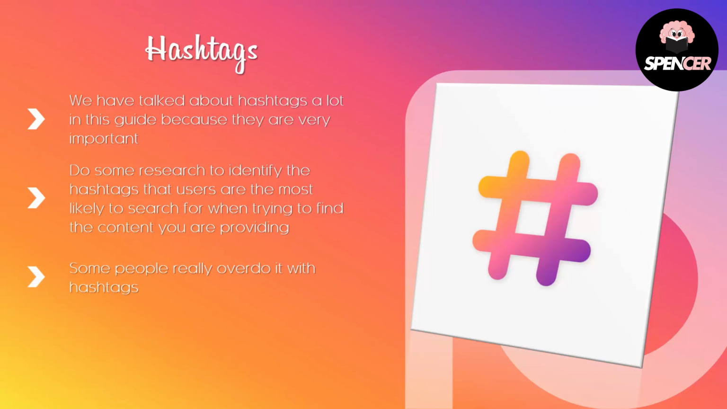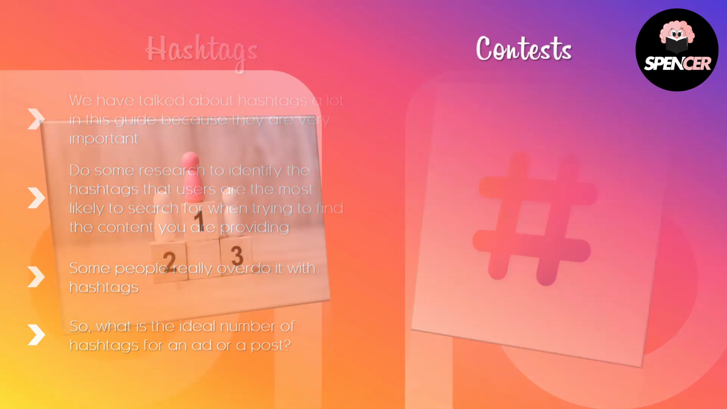Some people really overdo it with hashtags. They see that they can add 30, so they have to add 30. If you do this, then users will probably think that your ad looks really desperate, which is not a good thing. So, what is the ideal number of hashtags for an ad or a post? Well, a study of 65,000 posts found that 9 hashtags was the ideal number to generate the highest level of engagement. Also revealed in this study was that longer hashtags are often better performers than shorter ones.